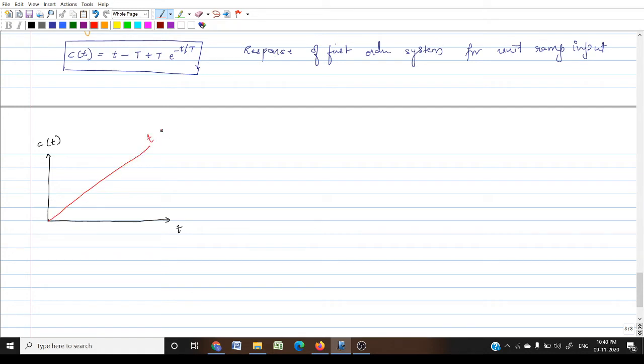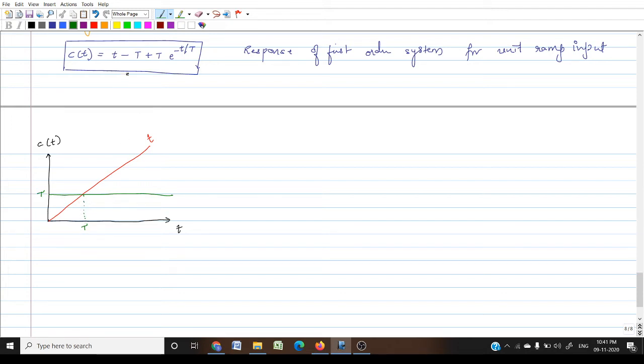This is for t. Then we have t minus capital T. Capital T is a constant, it's a time constant. It will be a constant value. So that will be, we'll take somewhere here, this value. Because this is a y is equal to x curve, this is 45 degrees to the y-axis. So if this point is T, then even this point becomes T.